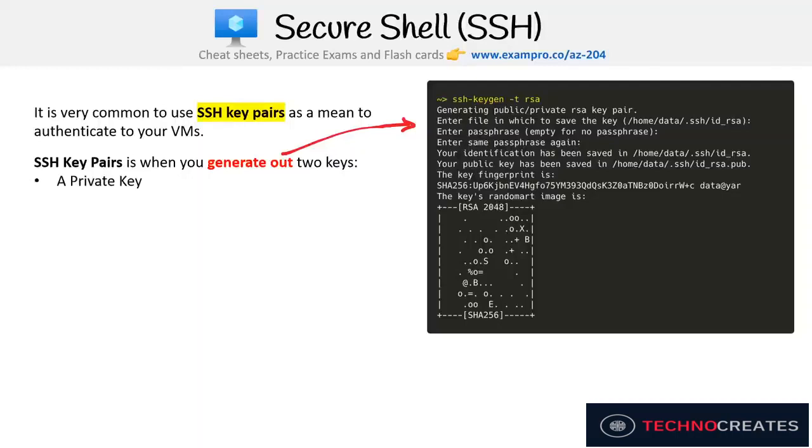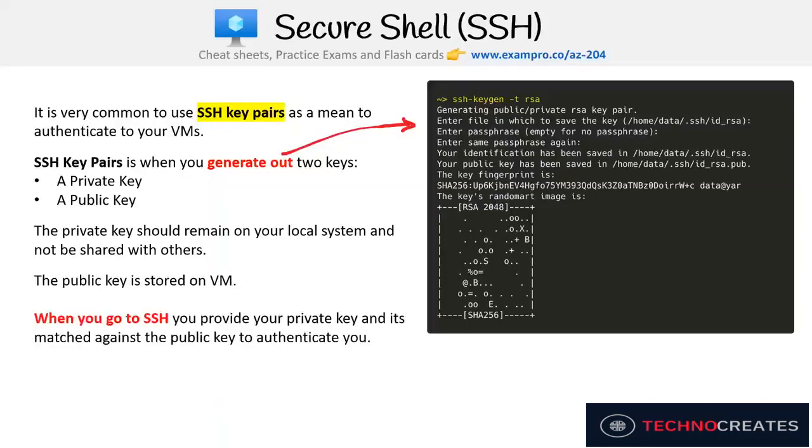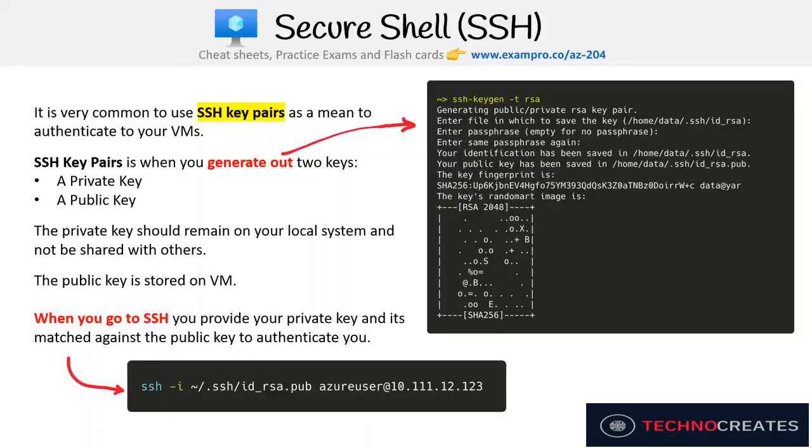And so you're going to have a private key and a public key. The way these keys work is that the private key should remain on your local system and not be shared with others. And the public key is going to be stored on the VM. And when you go ahead and SSH, you're going to provide your private key as part of the SSH command. And it's going to try to match it against the public key to authenticate you. And so that is what you normally do. You do ssh -i, provide the key. See where it says .pub? That's how you know it's a public key. And then there's the actual address of the server. And that's how you're going to gain access, okay?